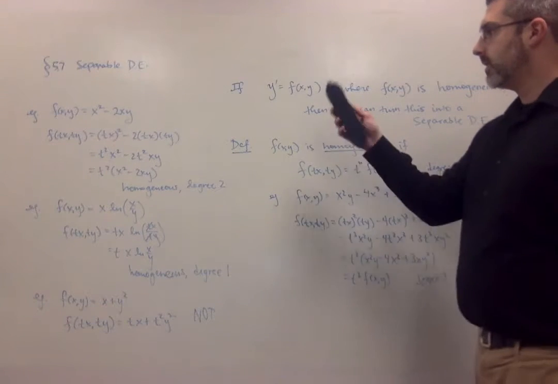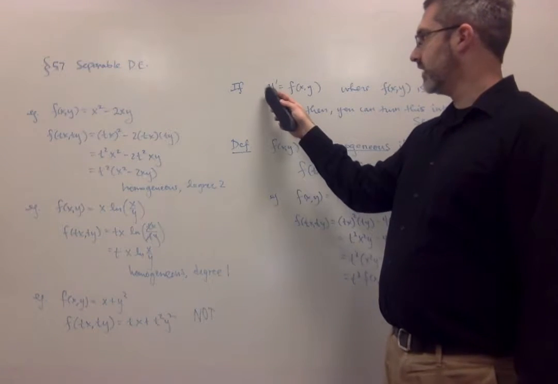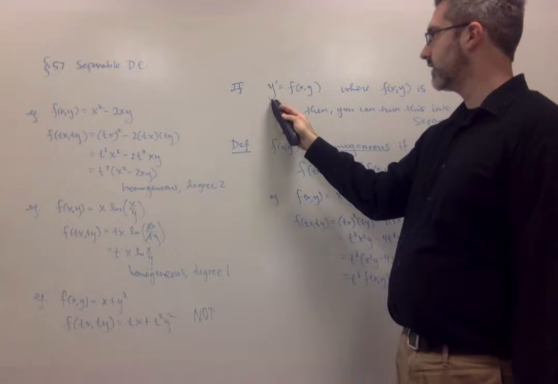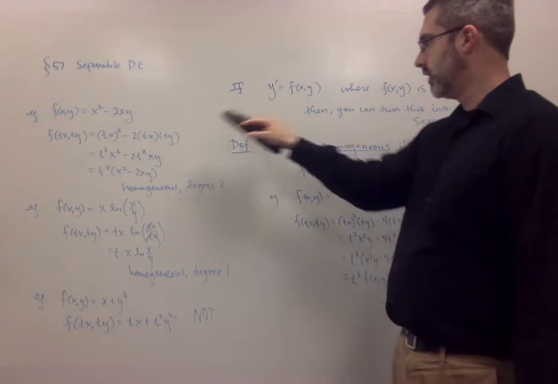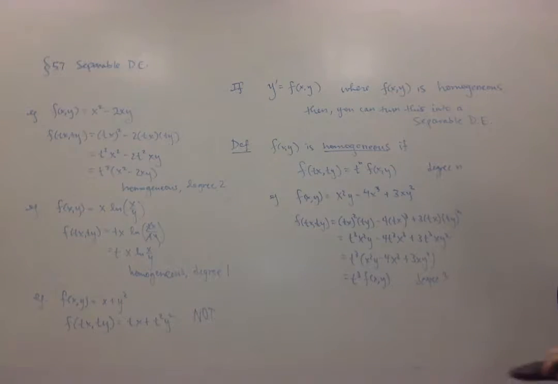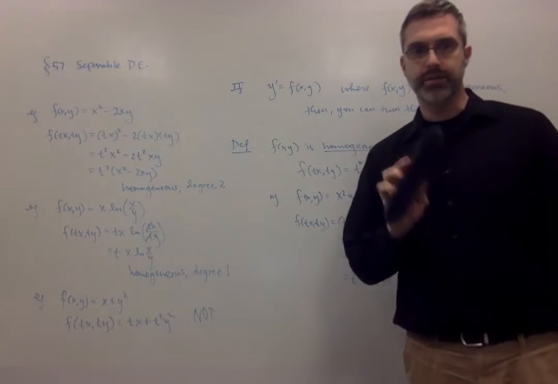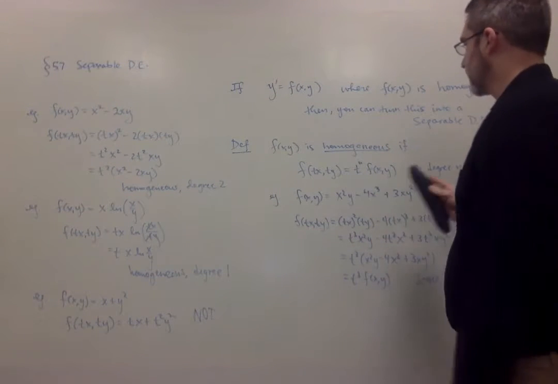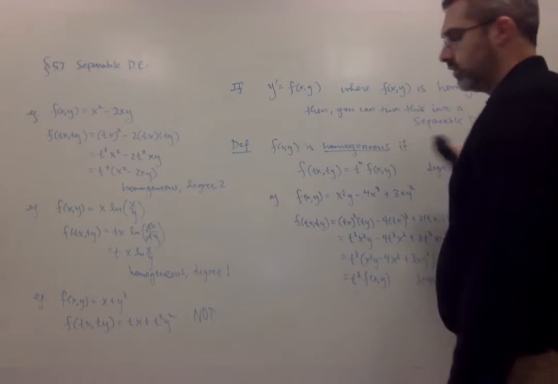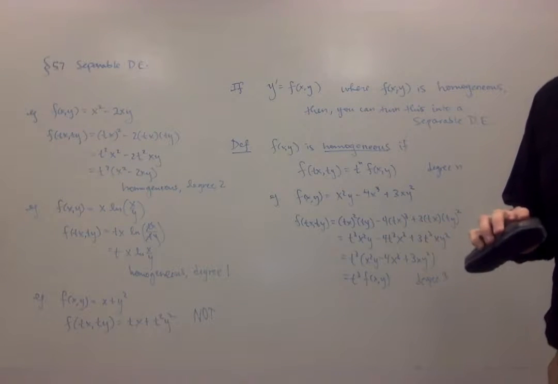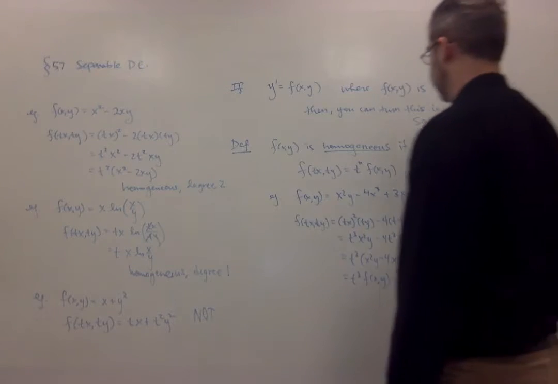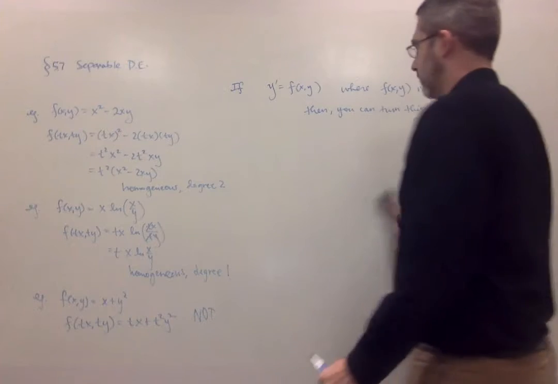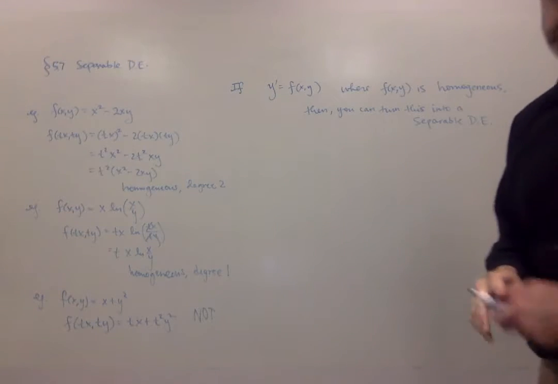Okay, so the point here is that if we have an equation, we know how to do separable differential equations. If we have an equation that's of the form y prime equals one of these things that's homogeneous, then we can turn it into a separable differential equation. Okay, so let's take a couple of examples here. We'll talk about how to turn it into a separable differential equation in a second.